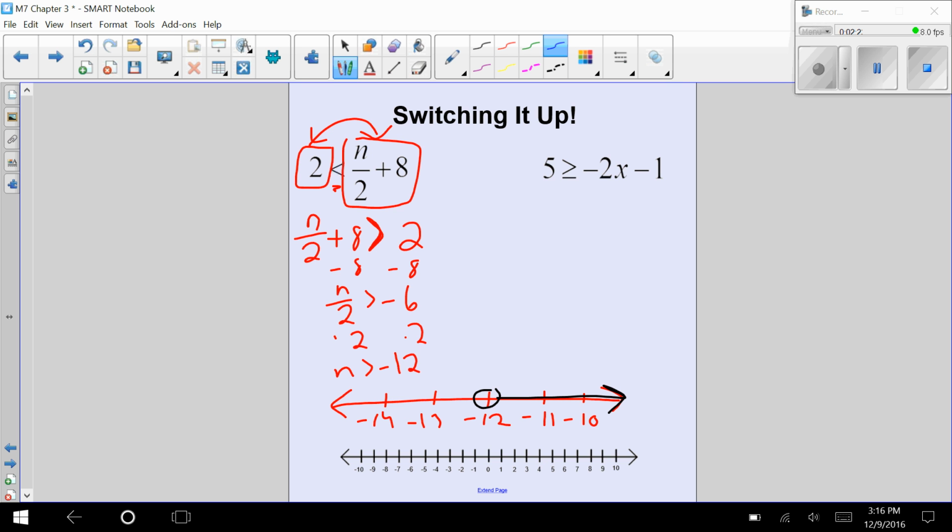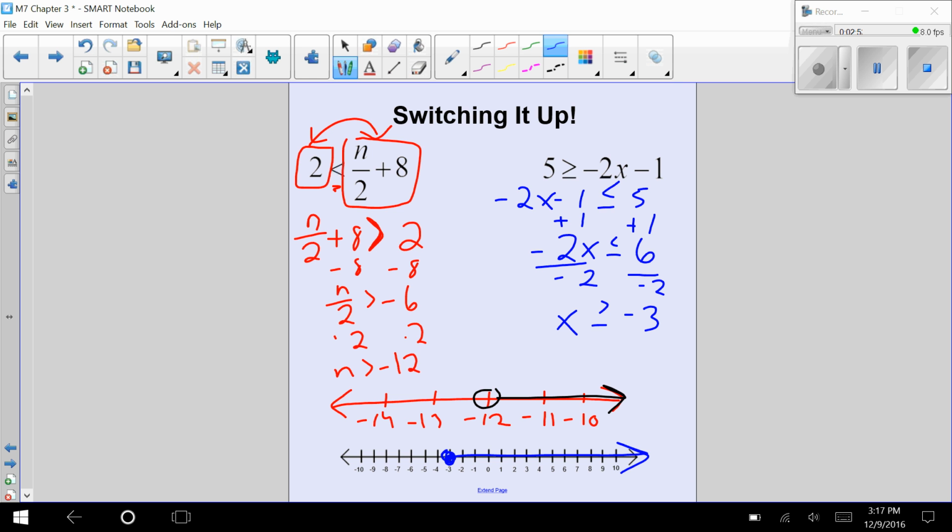For the second one, 5 is greater than or equal to negative 2x minus 1. I'm going to do the same thing. I'm going to flip negative 2x minus 1 and 5, and then my inequality just has to eat the 5. I'm going to add 1 just like we've done before. Negative 2x is less than or equal to 6, and then I'm going to divide by negative 2. So x is greater than or equal to negative 3. So at negative 3, I'll have a filled in dot, and my arrow will go to the right.